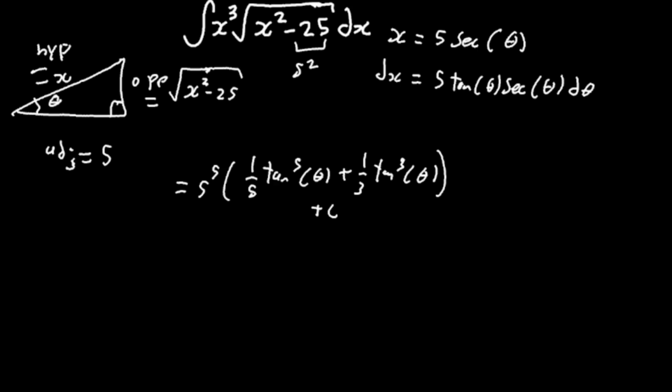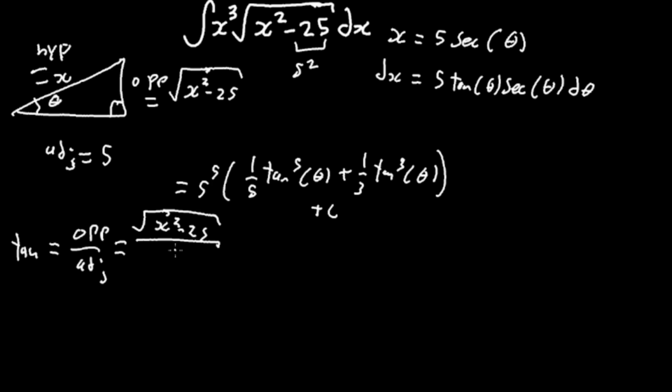Okay, so now we've kind of solved the integral in terms of theta, but we don't want the integral in terms of theta. We want it in terms of x, because that's what our original integral was in. So we're going to use some right triangle trigonometry to solve for tangent theta in terms of x. We know tangent is equal to opposite over adjacent. Well, for our theta, this is going to be square root of x squared minus 25 over our adjacent, which is 5.